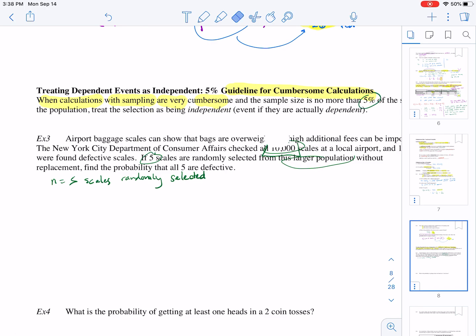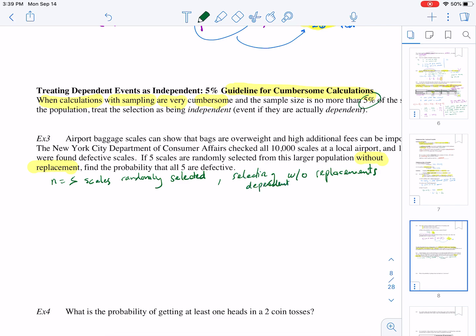All right, so let's go back to see what the problem is asking here. If 5 scales are randomly selected from this larger population without replacement, that means the selections are dependent. Find the probability that all 5 are defective. So selections are made without replacement, so that means the events are dependent.